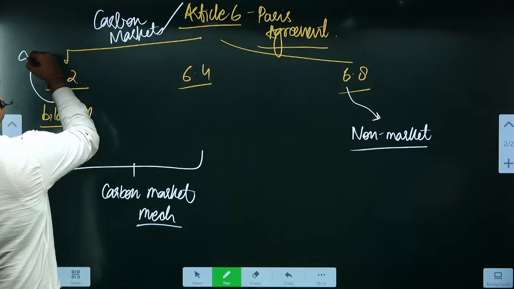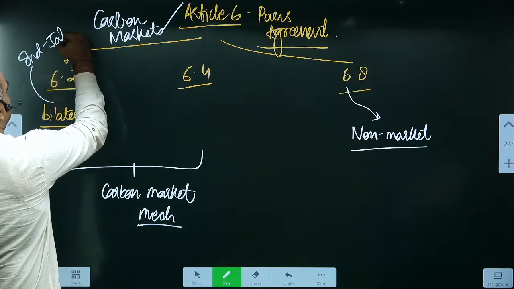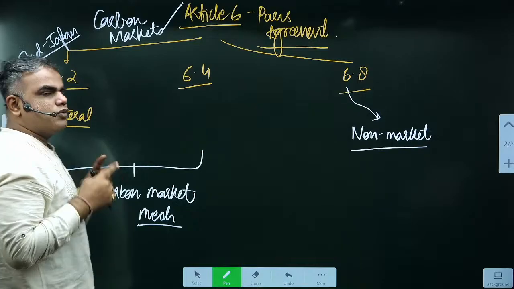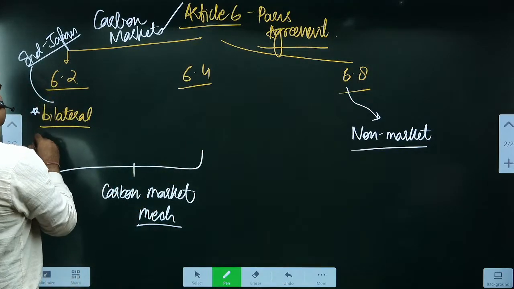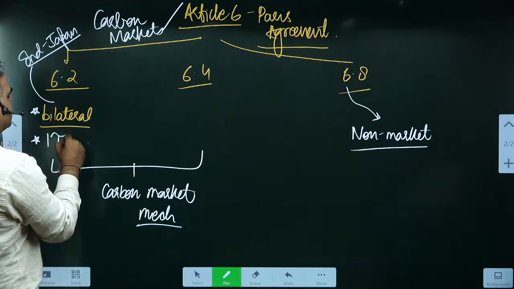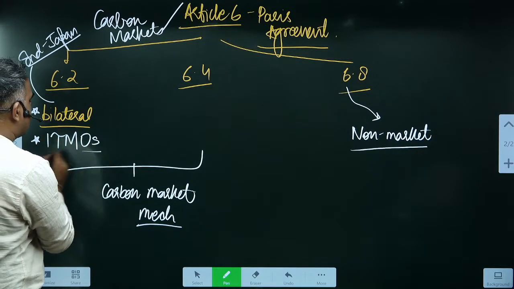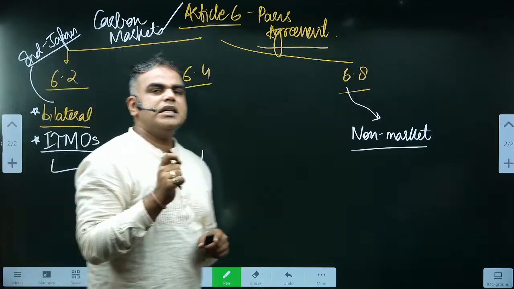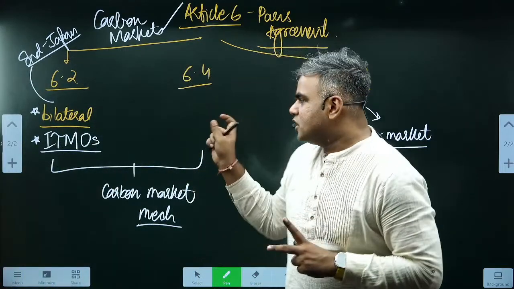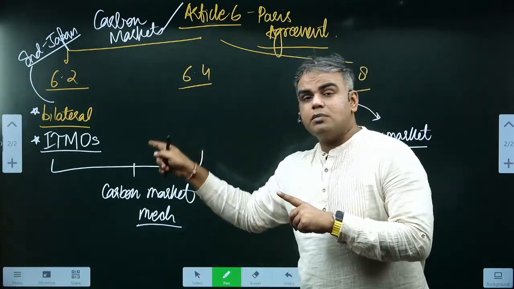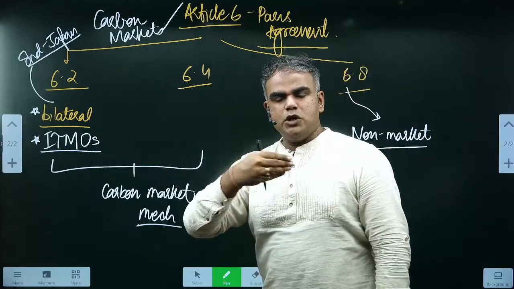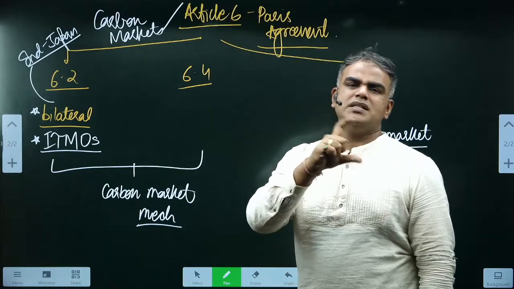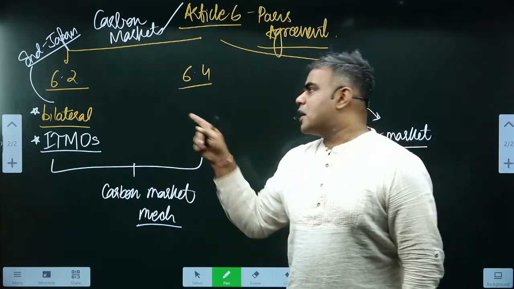Now in 6.2, first thing is bilateral. So let's say if India and Japan have to do a particular agreement, this would be done under Article 6.2. That is number one, bilateral. Second, you have international transferred mitigation outcomes as a part of this, ITMOs. By the way, this term we've also done in news. So bilateral, anything between two countries, the transfer of these carbon credits is a part of 6.2.